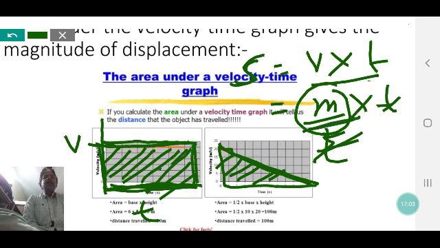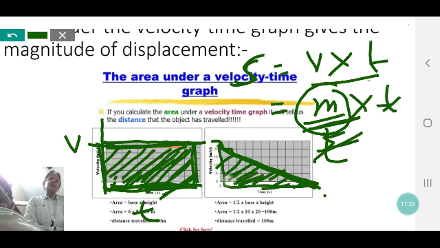So the area gives the value of displacement here. In the first graph, velocity is constant. In this graph, velocity decreases as time passes, so it is an example of decelerated motion, negative acceleration. Velocity gradually decreases uniformly and becomes 0. But some distance must be covered by the decelerated motion also, and this area gives the value of the displacement covered.